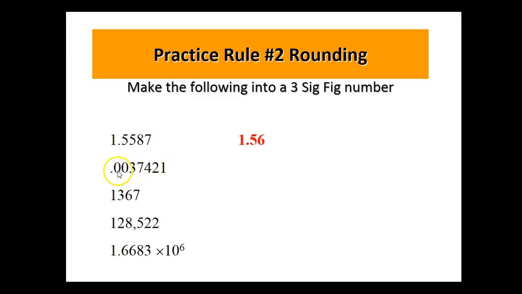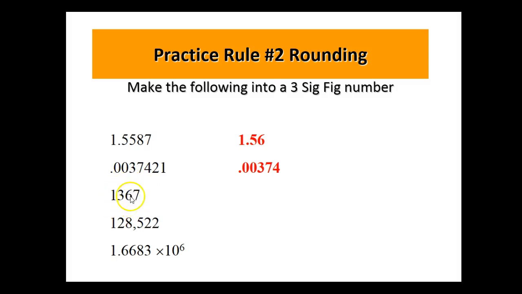This guy, remember, the first zeros don't count. So in order to get it to 3 significant figures, you're going to focus on where the significant figures start. So it's these 3 guys. This number 2 is below 4, so we round down and we keep it at 0.00374.